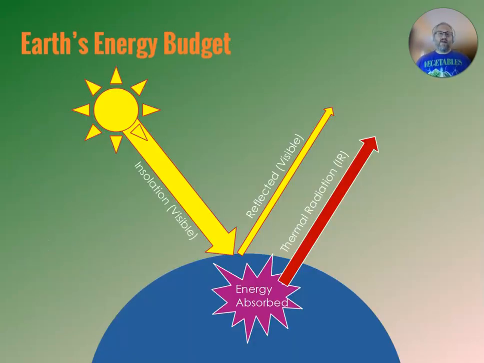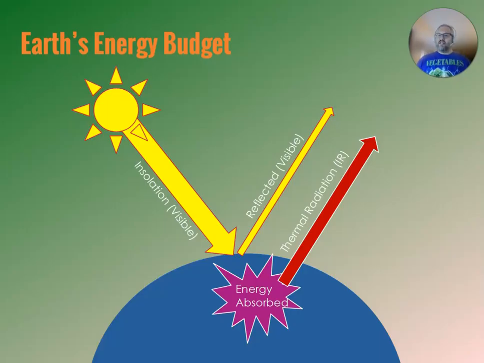Okay, so let's look at what happens as that insolation comes to the Earth. We're getting all of this energy beamed from the sun down to the Earth. It is mostly in the short wavelength, mostly visible light portion of the spectrum, and it hits the surface of the Earth. Some of that energy is going to be reflected off the Earth back into space. It's just going to bounce off the Earth and go back out into space in the same form that it came in.